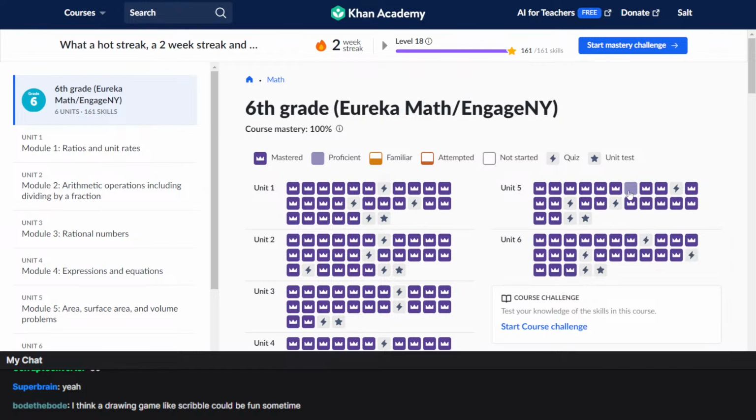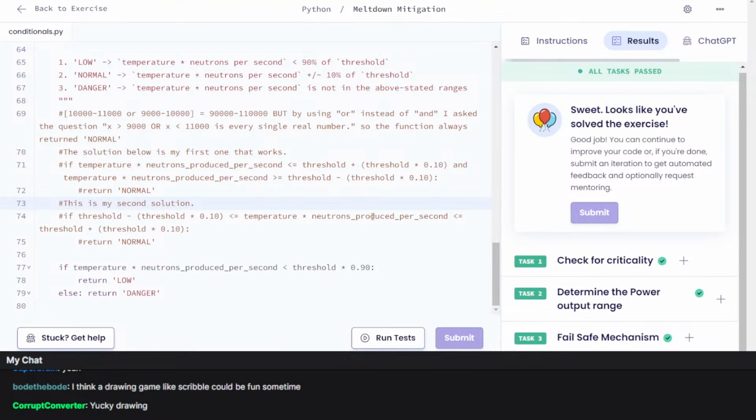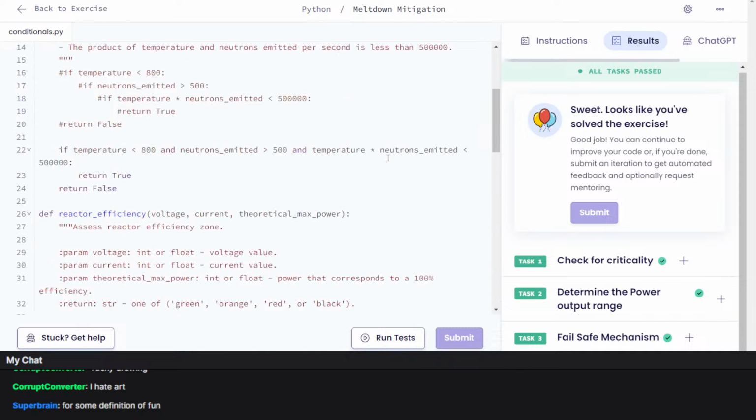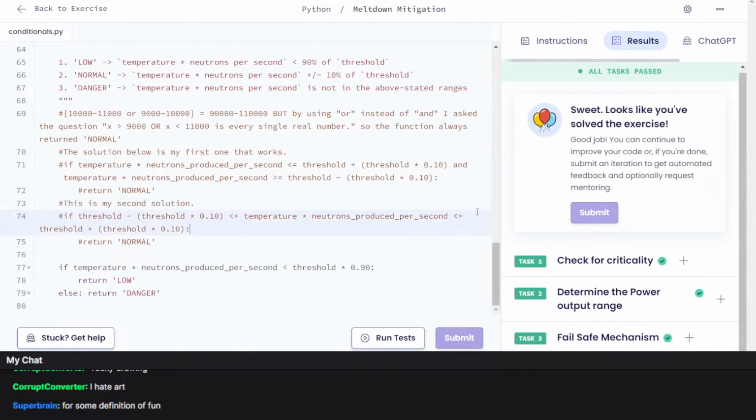Someone says I think a drawing game like Scribble could be fun sometime. Yeah, that could be fun. Maybe sometime. Yucky drawing, lol. It's better if you have a tablet. Oh yeah, he doesn't... Corrupt doesn't like drawing. Corrupt Converter says I hate art. Damn, Corrupt.